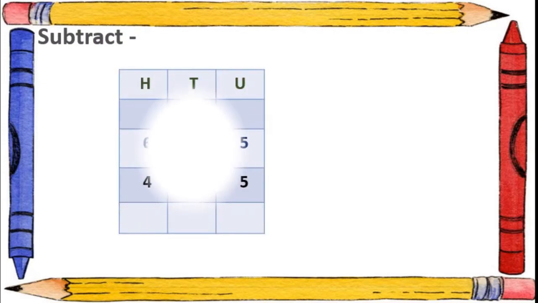Subtract. 3-digit subtraction with borrowing. Okay? Here we will begin the subtraction from the unit place, isn't it?